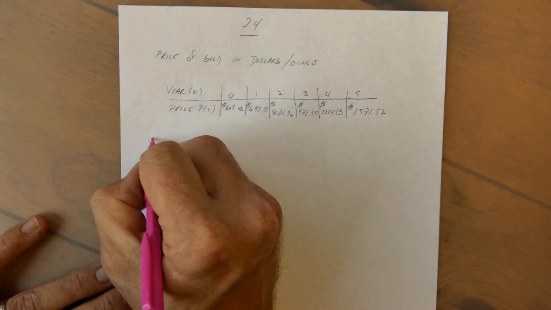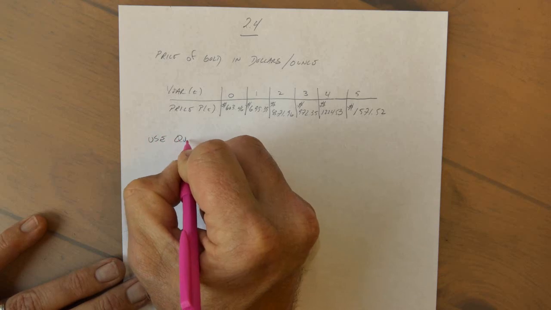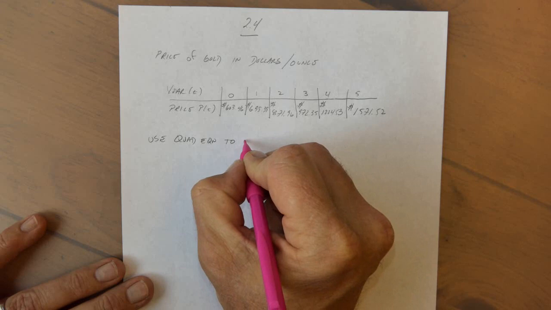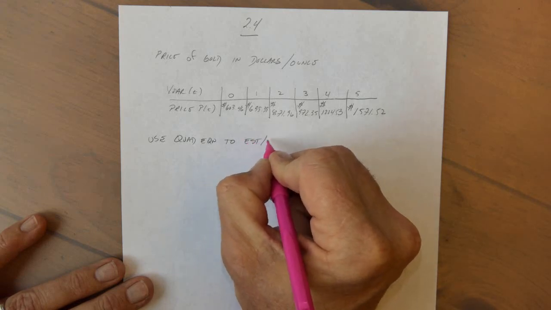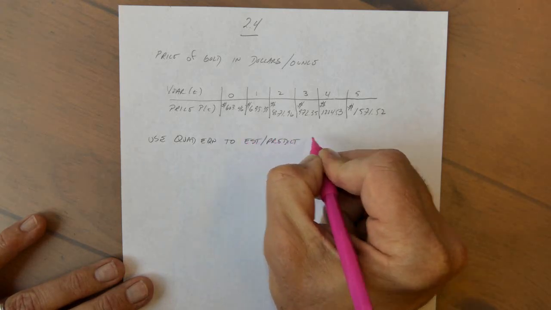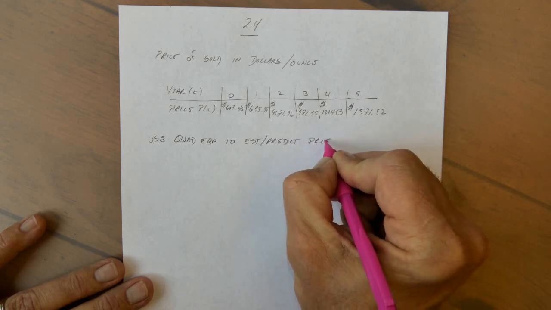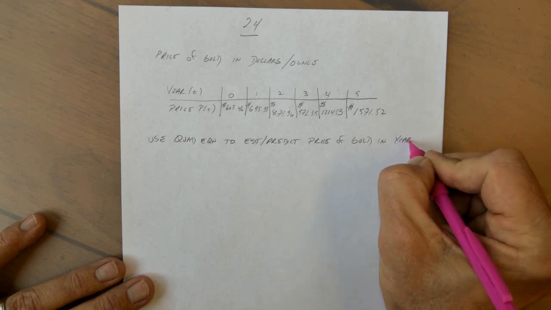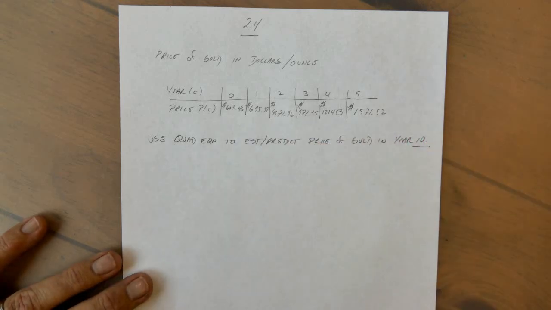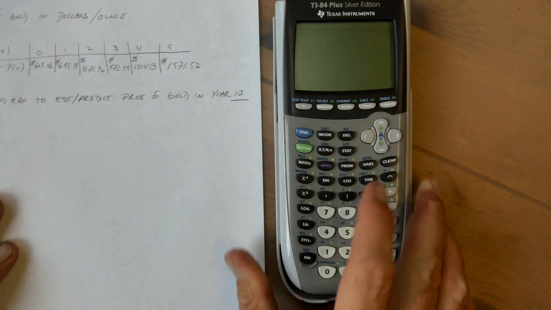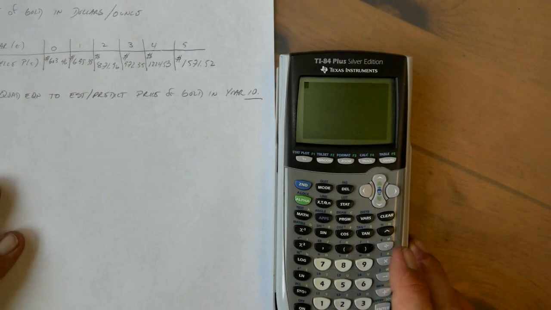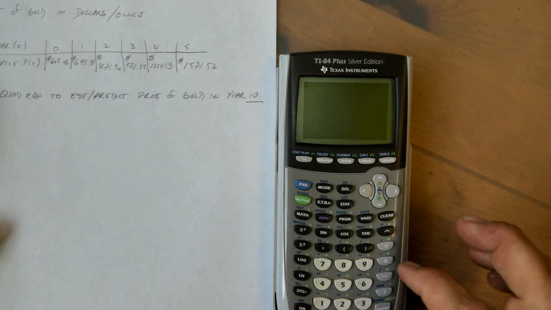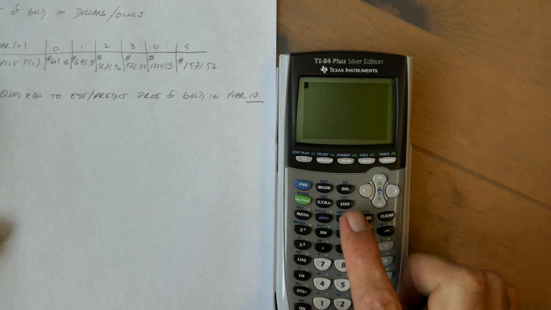And then we're going to use the quadratic equation to estimate or predict the price of gold in year 10. So here we are, we have our graphing calculators, turn them on, and we're going to enter these values for each of those 6 years into our calculator. So hopefully you can follow along.